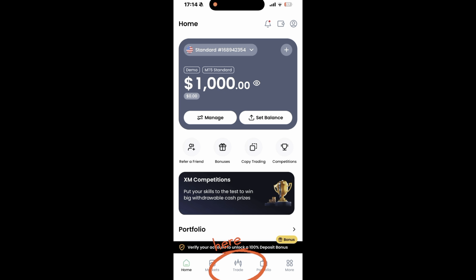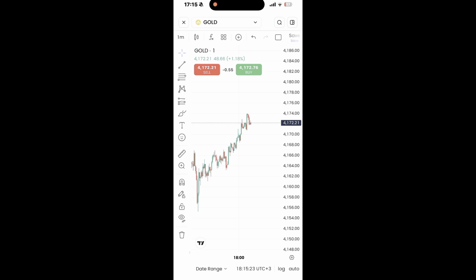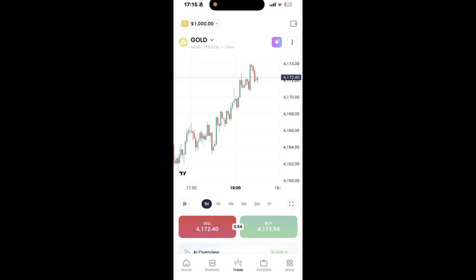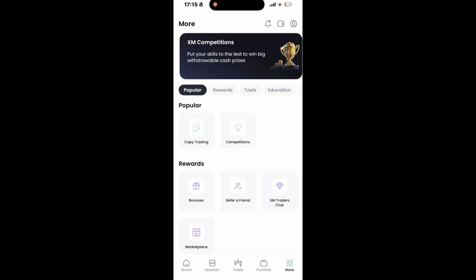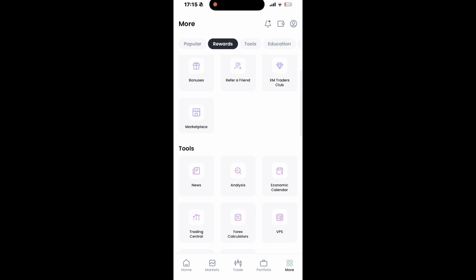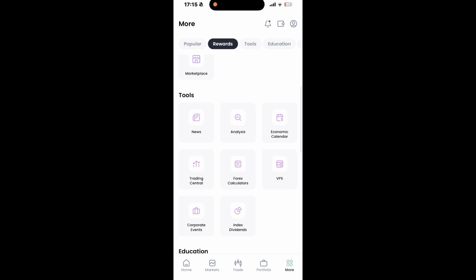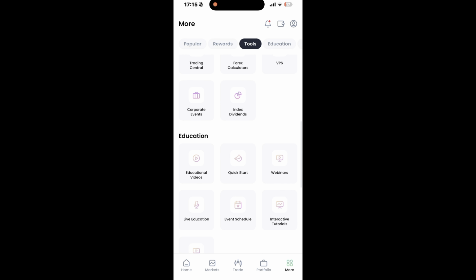Now you can click here on trade to see the chart. Here we have, for example, the gold chart, and it's really awesome that the broker is connected to TradingView so you can do your analysis on XM. And in general, the broker offers so much. They have live trading classes, a whole video section for education, and just everything really, an economic calendar, news.